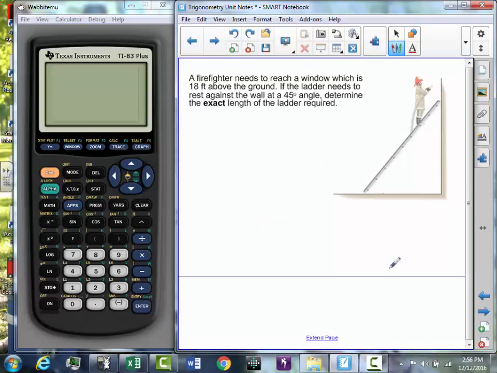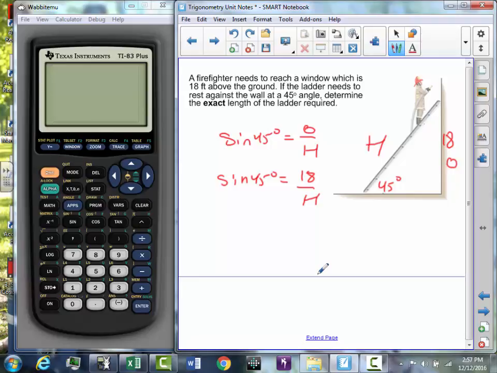Ladder up against the wall. He needs to reach a window which is 18 feet above the ground, and it needs to have a 45-degree angle. We need to know the exact length of the ladder required. Here's how I like to show kids how to do it. You can do this in more than one way, but here's my preferred method. I would do exactly what we've done before. I would say, well, this is the hypotenuse, that's the opposite. So I'd say sine of 45 degrees equals the opposite over the hypotenuse. Sine of 45 degrees equals 18 over the hypotenuse.